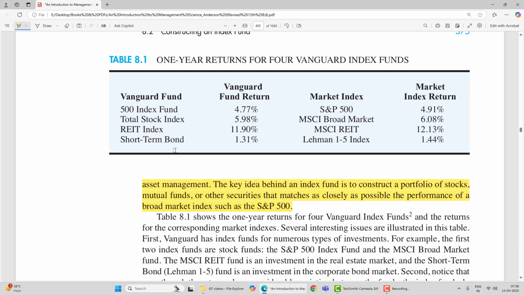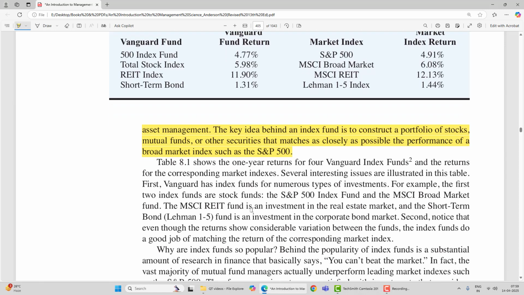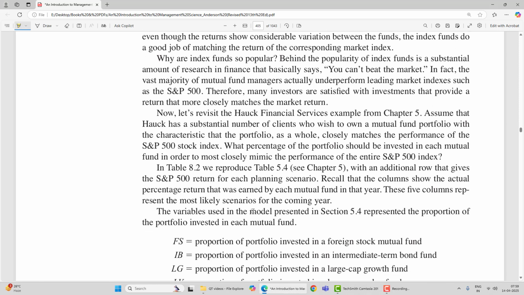So what is given to us are the returns shown here. The 500 index fund is giving us a return of 4.77%, and the index is the S&P 500, and the market return is 4.91. So you see 4.91 was the market return, and this particular index fund gave the investors 4.77%. So very closely. Like this, index funds work.